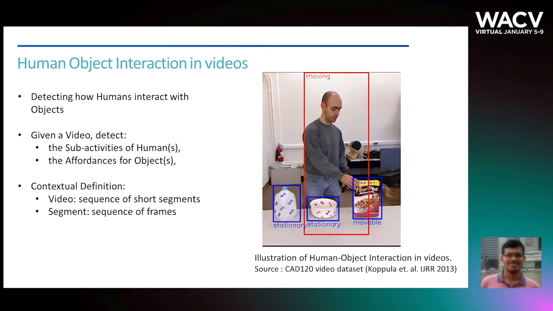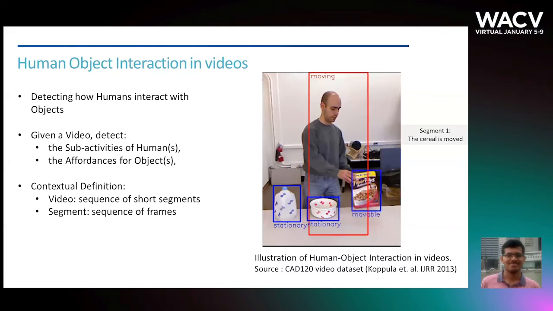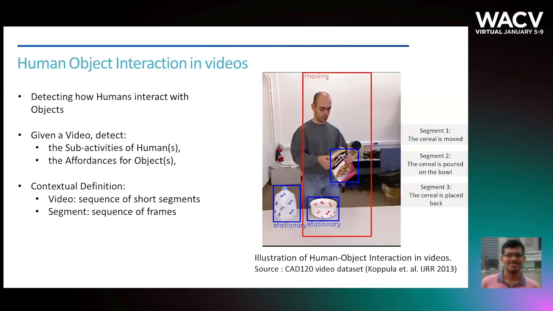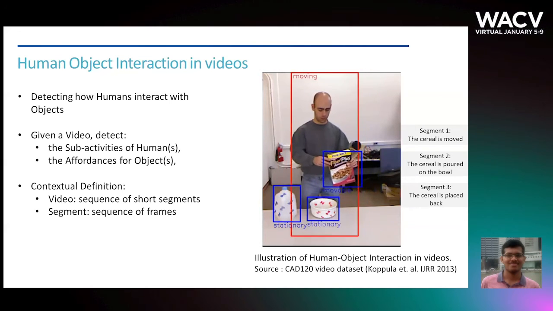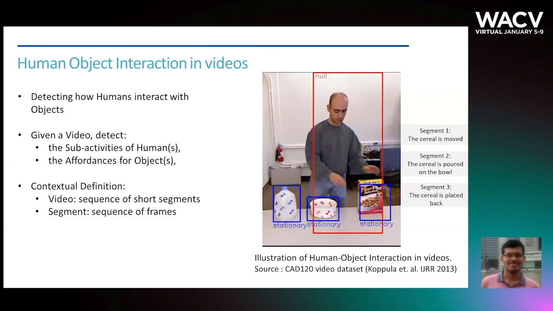Every segment can be interpreted as a simple subactivity like moving a cereal box or pouring milk, and these subactivities together add up to the high level activity of the video like making cereal or microwaving food. It is also important to capture temporal information from previous segments as this can provide a strong prior for inferring the current subactivity. For example, in this video, if the person lifts a cereal box, it can be anticipated that he pours cereal into the bowl in the next segment, and after the cereal has been poured, it can be anticipated that the box will be placed back.